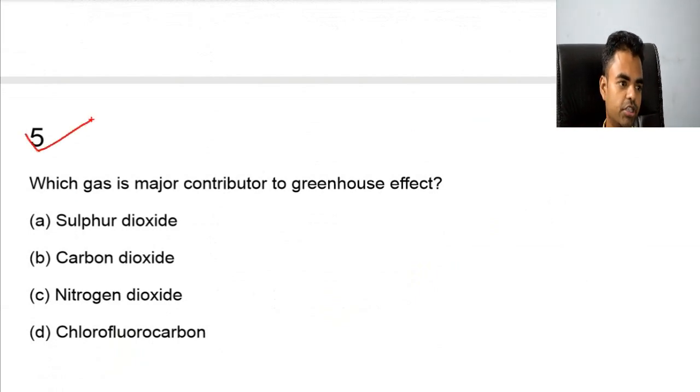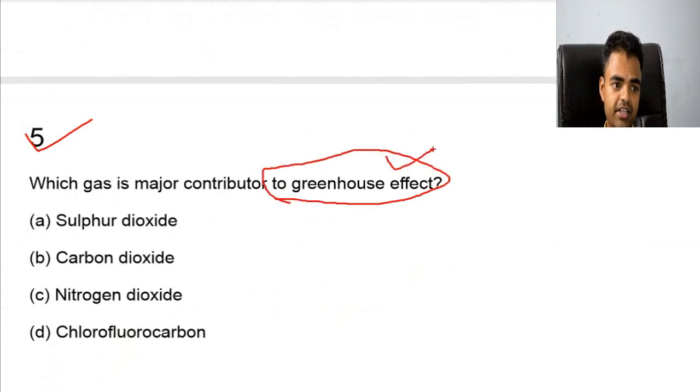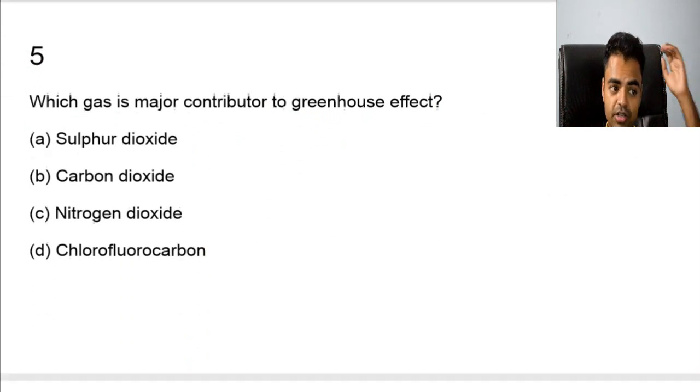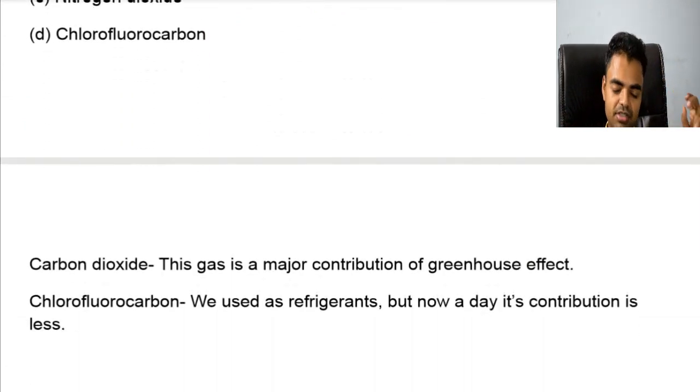Now let's come to question number 5. Which gas is a major contributor to the greenhouse effect? The greenhouse effect is one of the important topics we studied in earlier days. So here are the options. After looking at the options, you can say it's carbon dioxide. Of course, the answer is carbon dioxide itself. Its chemical formula is CO2.